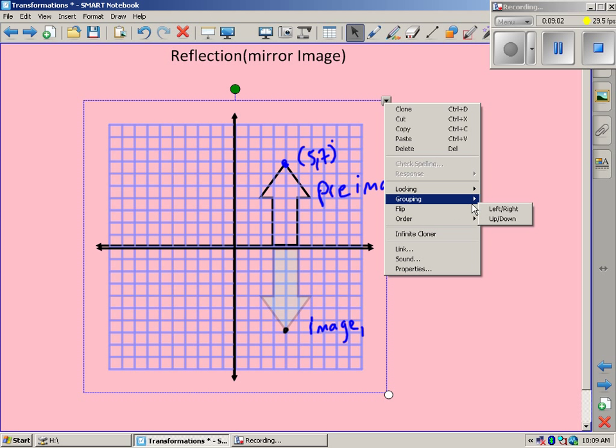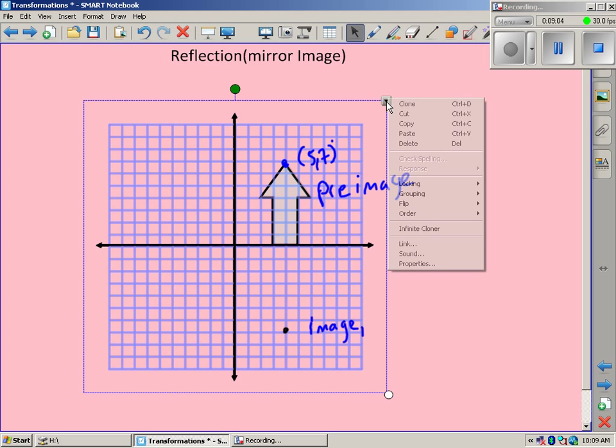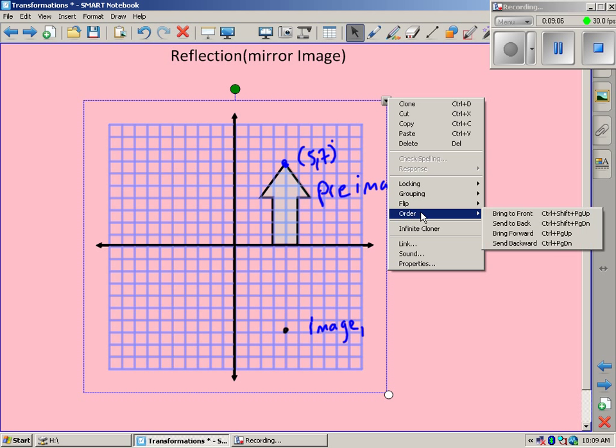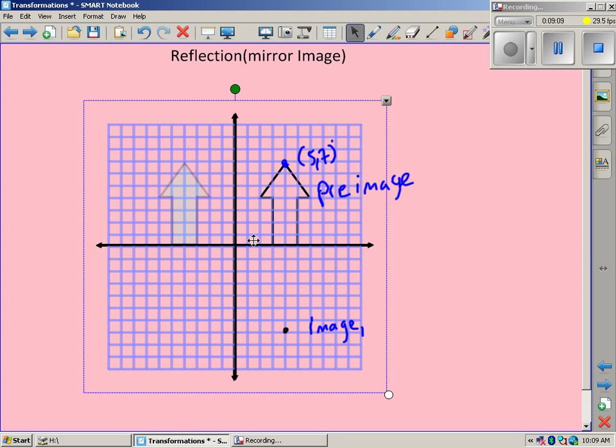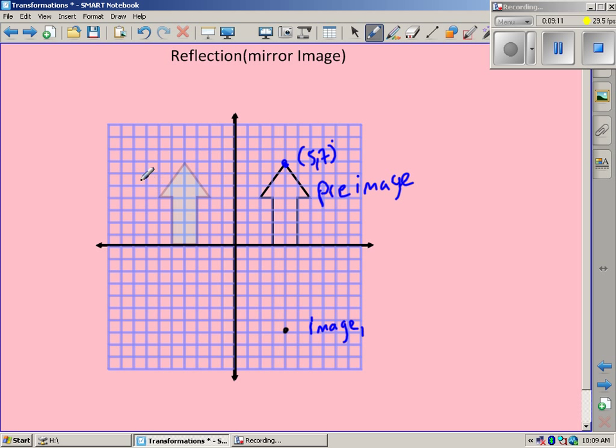There's also a reflection across the y-axis, which would go left, right. You could see this one over here, and I could pick any point. This was the image across the x-axis, and this is the image across the y-axis. When you do that, there is a relationship between the ordered pairs again, and we need to figure out what those are.